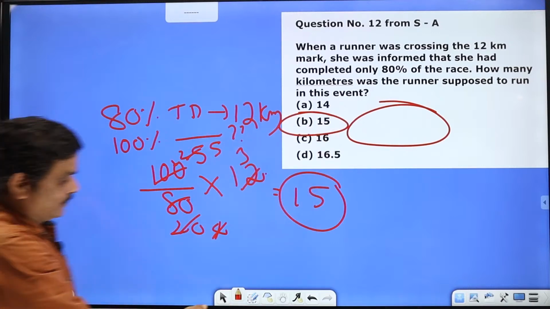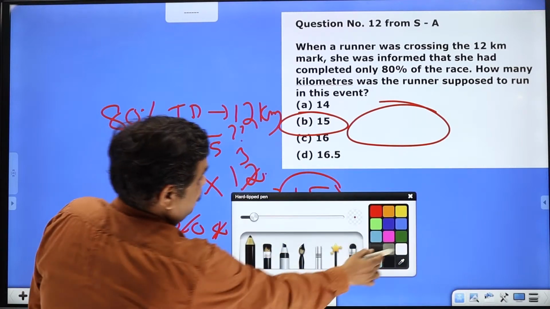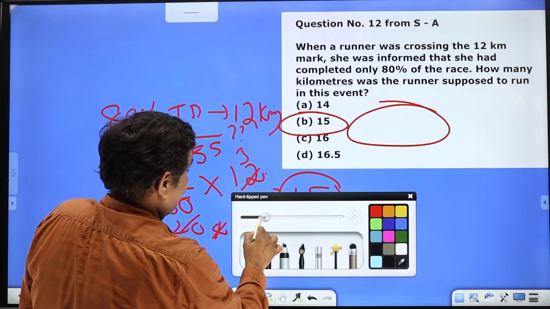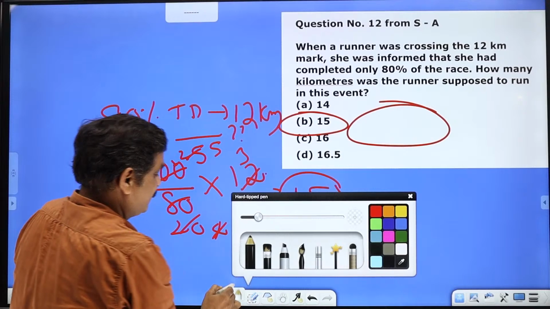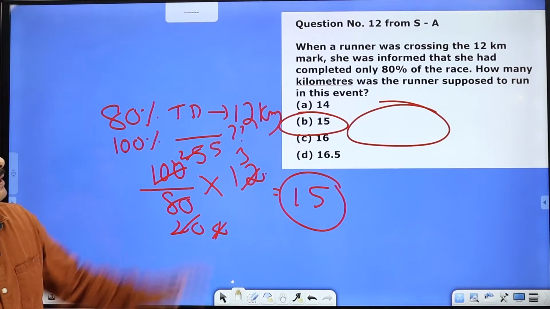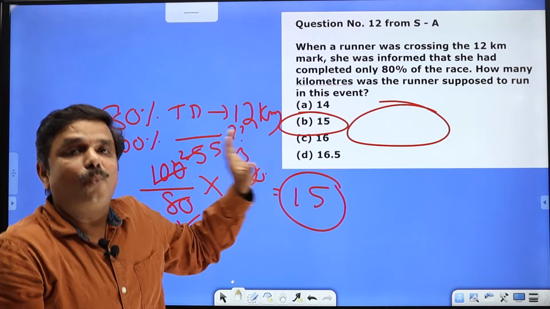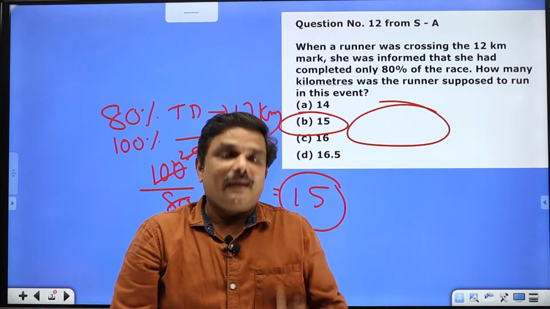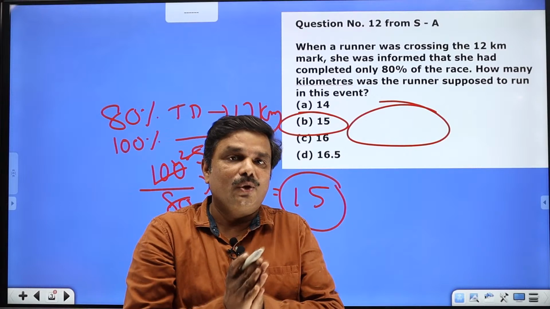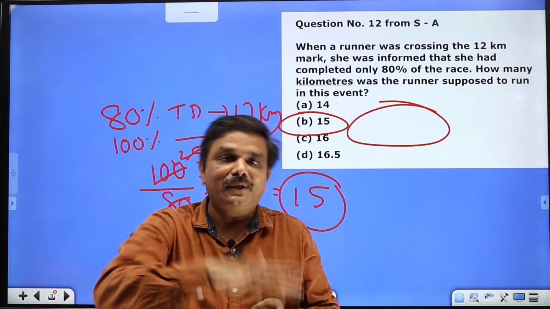Now think it over, students. Even this question can be done in a still simpler way. How is that? Just think it over. Here she crossed 80% of the race. What do you mean by 80%? If you convert that into a fraction, 4 by 5. 80% is 4 by 5.